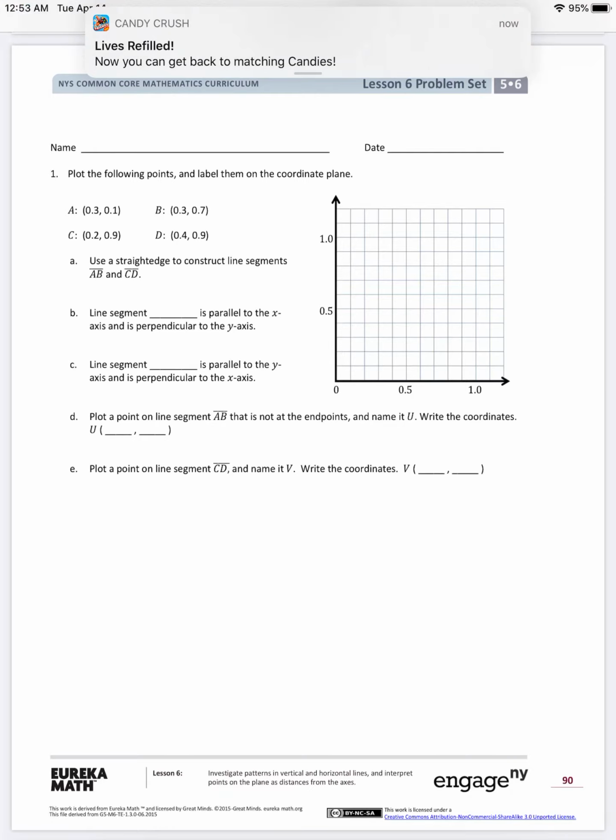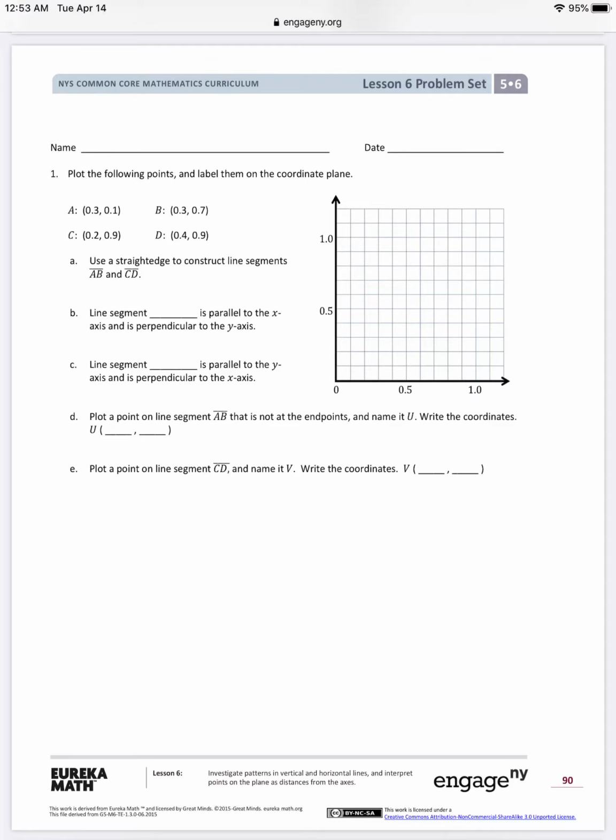All right, we're on the problem set. If you didn't get a chance to watch the lesson video starter, go back and watch video 1. This is video 2. I hope I can get it all done in this one video so I don't have to make a third video. All right, let's read the directions.